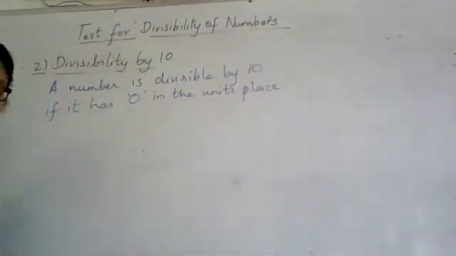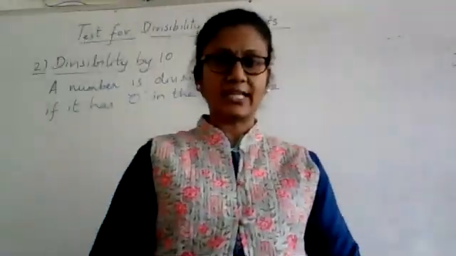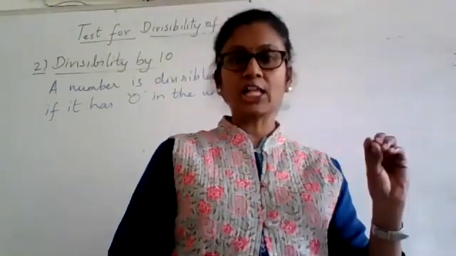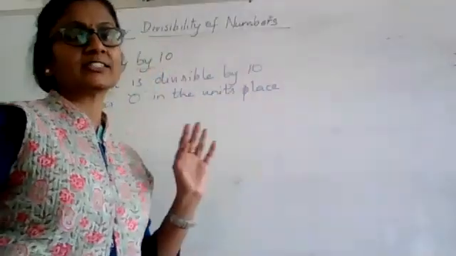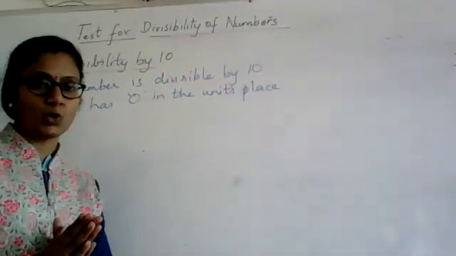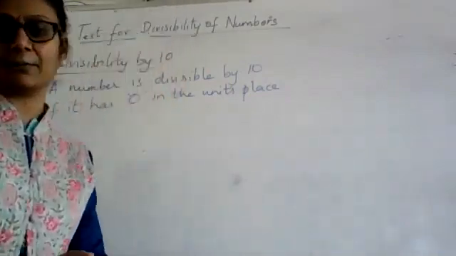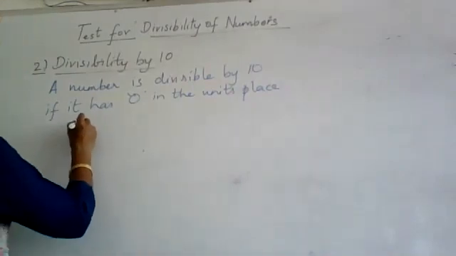Okay, so this is very simple because while we write the 10 tables, we know 10 ones are 10, 10 twos are 20, 10 threes are 30, etc. So all the numbers which are multiples of 10 will end with 0. So this rule is very, very simple to understand. Any number having 0 in the ones place or the units place will definitely be divisible by 10. So I'll just give you a few examples here.